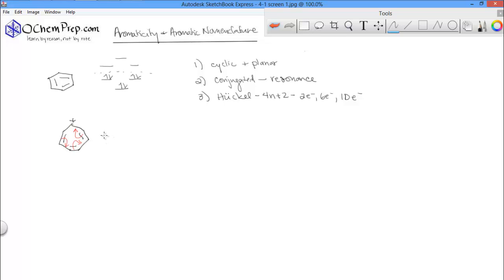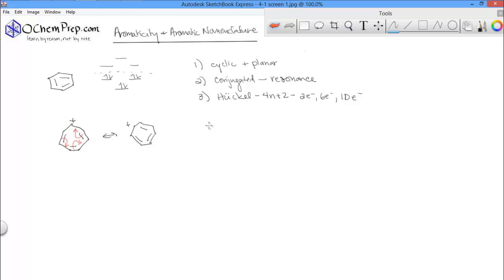So when I redraw this structure, and bear with me, I'm not very good with my 7-membered rings. I'm much better with 6-membered rings. My double bonds went here and here and here, and the plus charge moved to this carbon here. So this would be aromatic. It's cyclic, planar, conjugated, it has resonance, and it has 6 pi electrons.